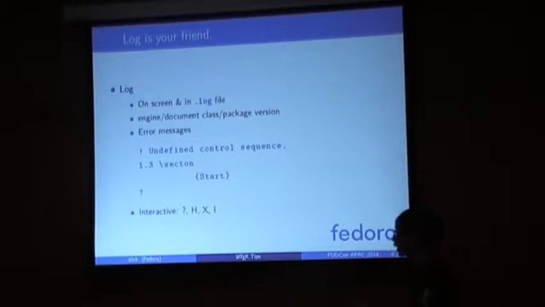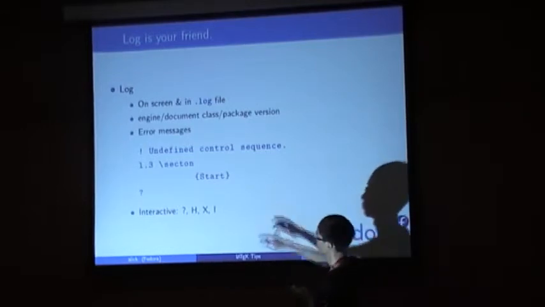When you compile the document, LaTeX will output the log both on the terminal screen and in the log file. In the log file, it will output the engine's version, the program version, the document class, the package versions, and so on. When you meet a compilation error, it's normally like this.